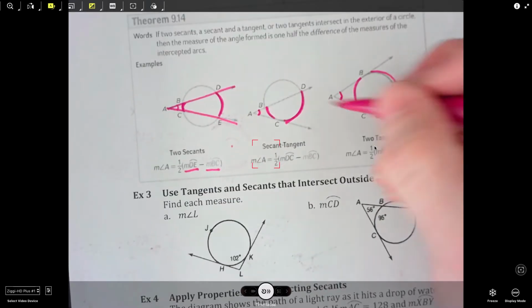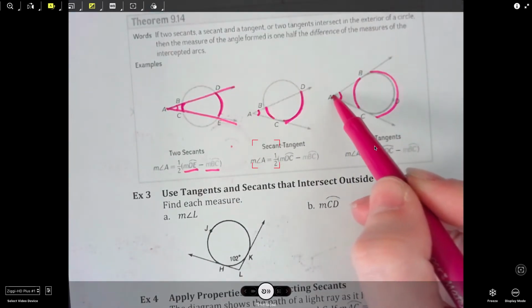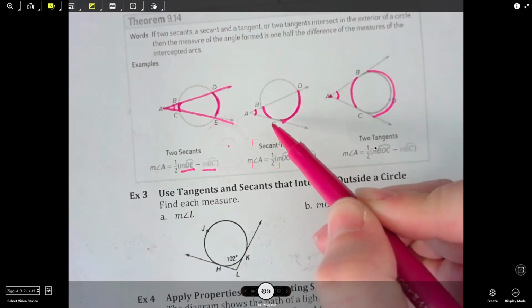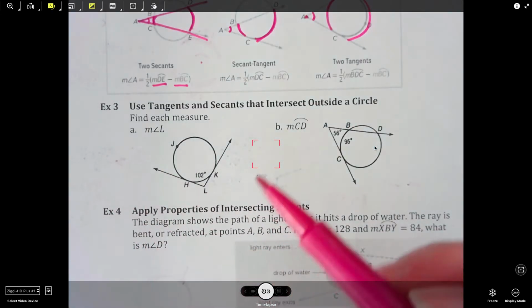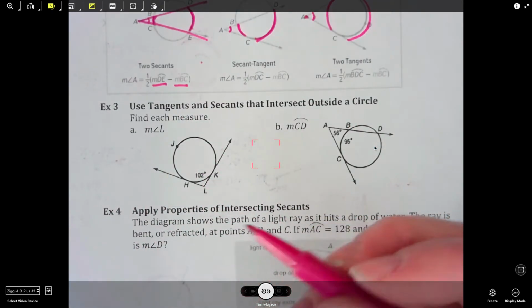Okay, you subtract when they're connecting, when your vertex is outside of the circle. On the other one, the vertex was inside of the circle. They were making kind of a cross. All right. So down here, find the measure of angle L.